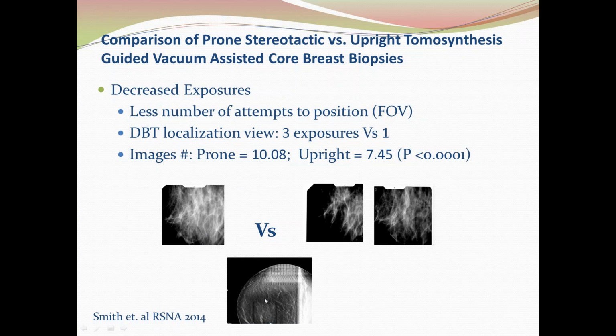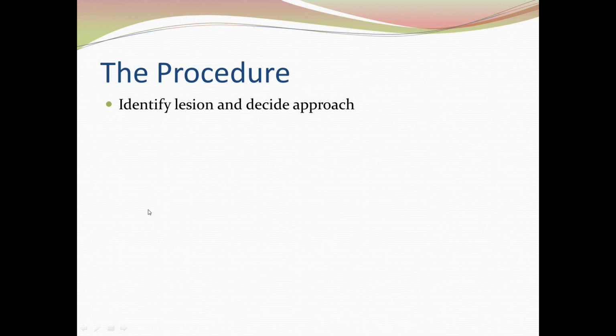But with tomosynthesis, it's just one view. And then you do your tomosynthesis imaging, or you're scrolling through your window to find the lesion. And what we found in our study was that there were approximately 10 images per patient for prone and 7 images for upright, and that translates to both less time and to less radiation exposure.